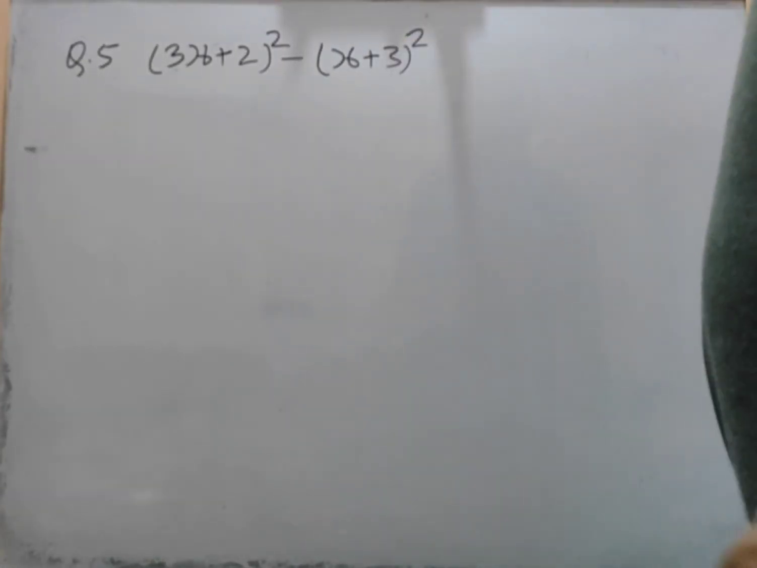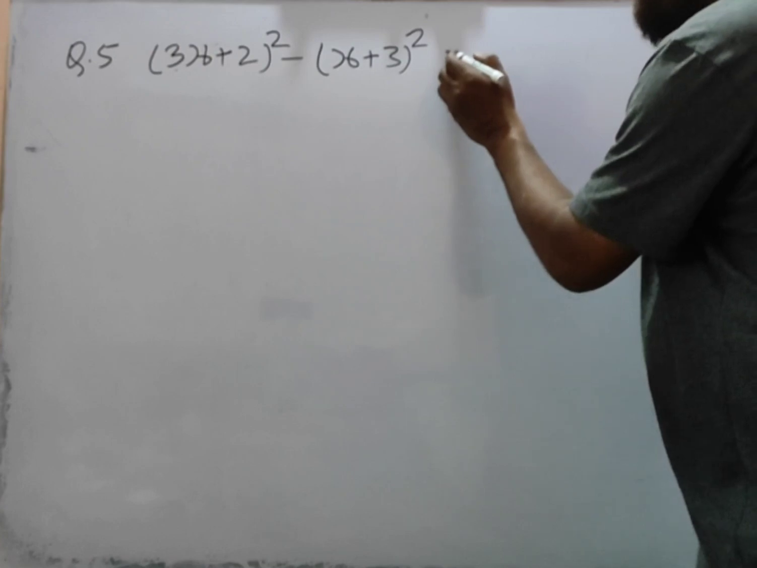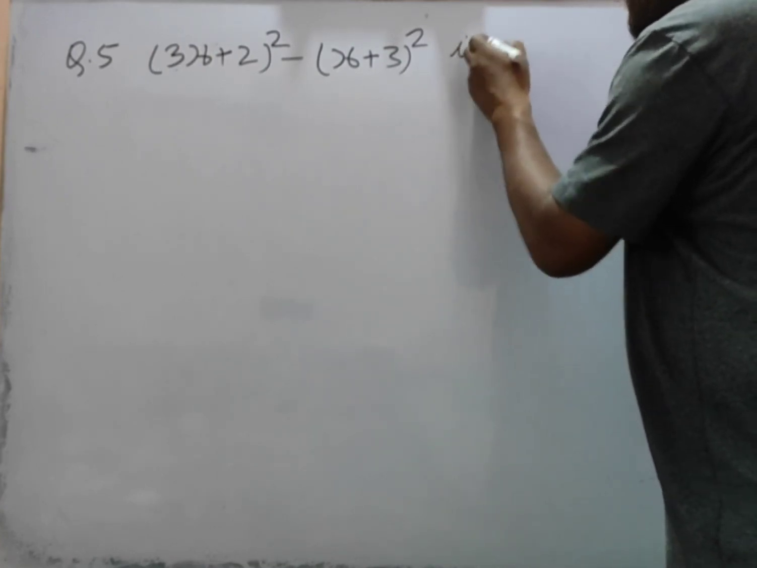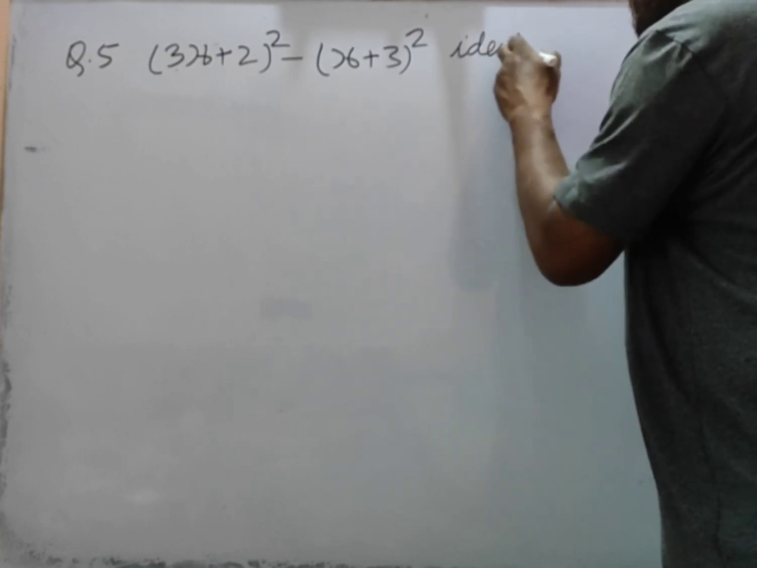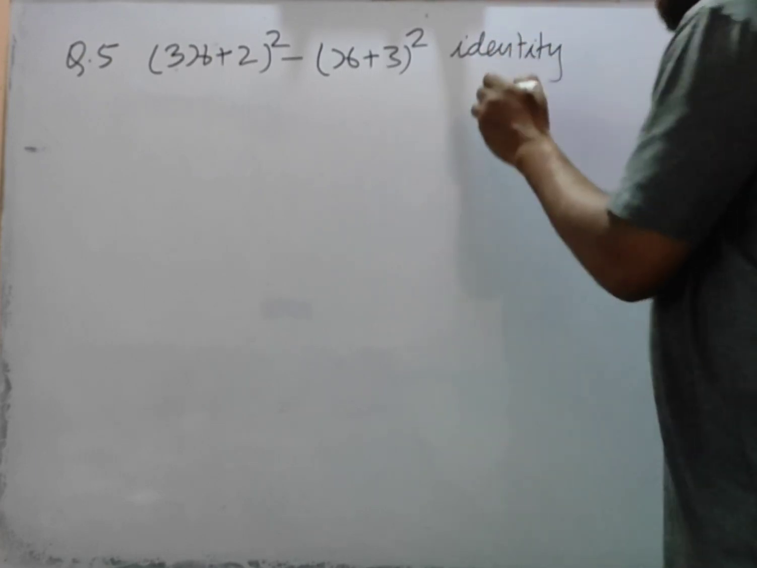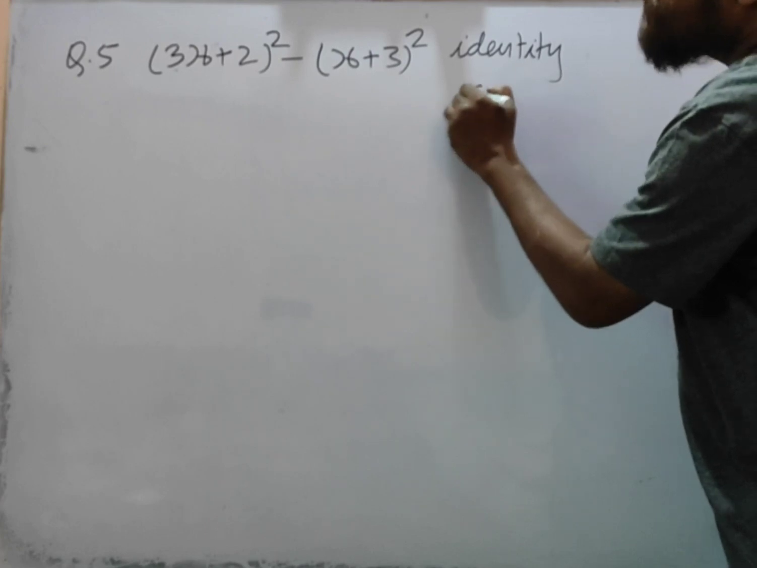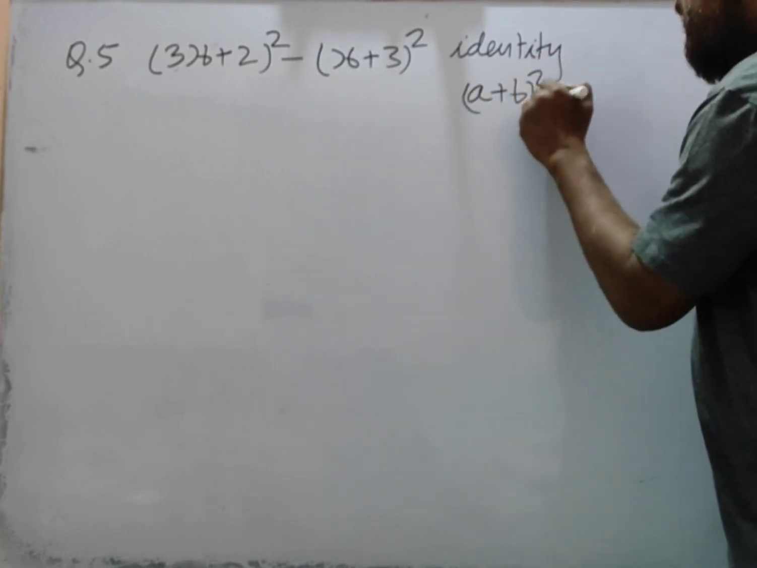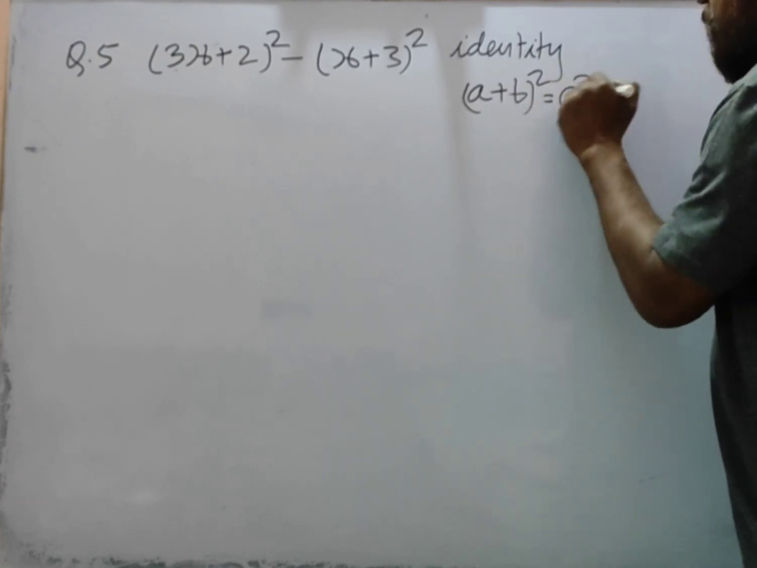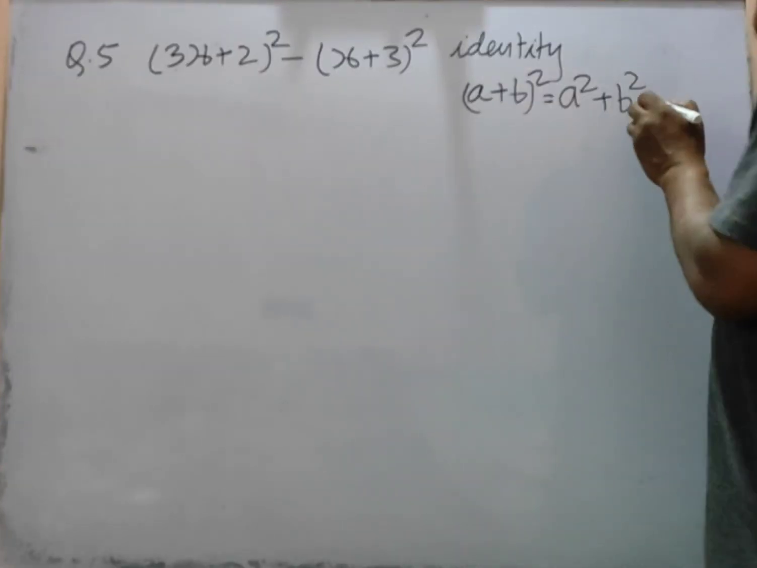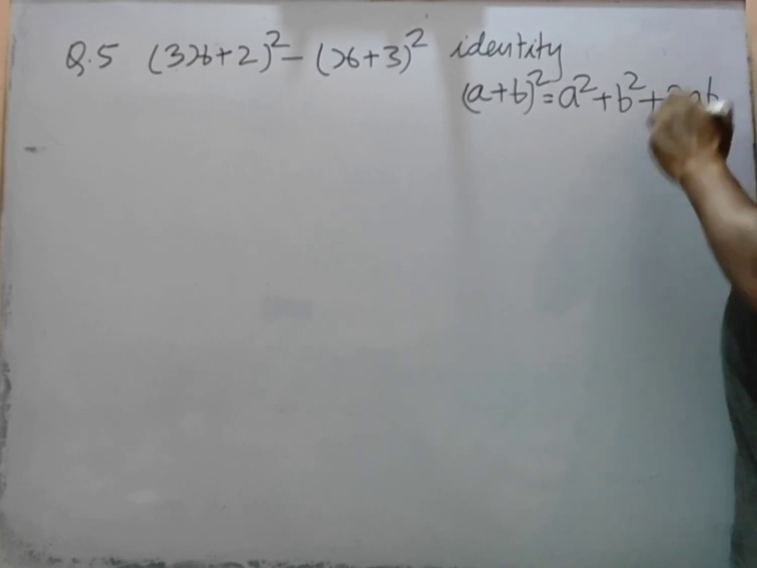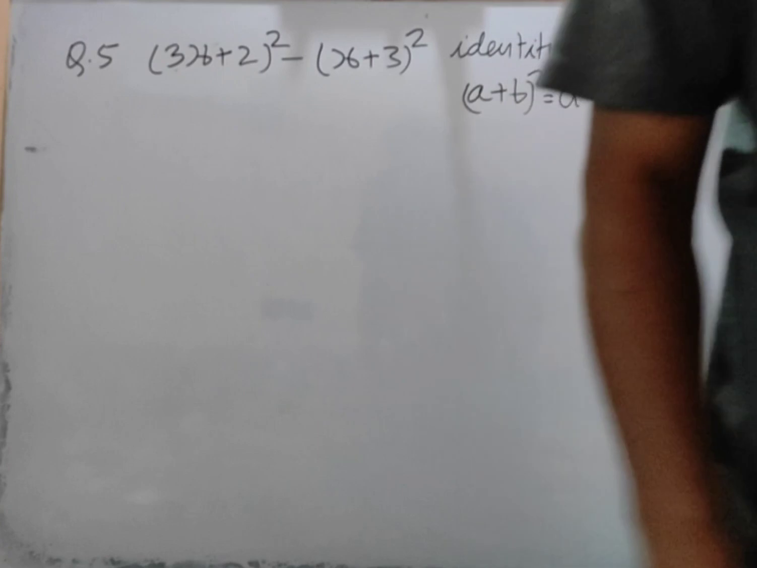We get this. Now here we use the identity, a plus b whole square is equal to a square plus b square plus 2ab. Right?